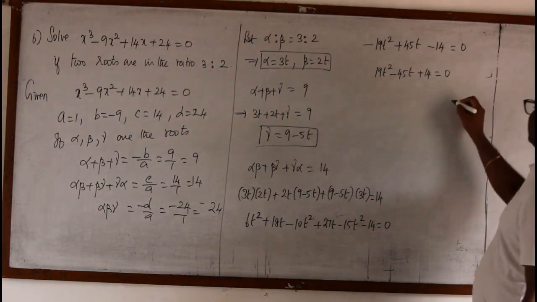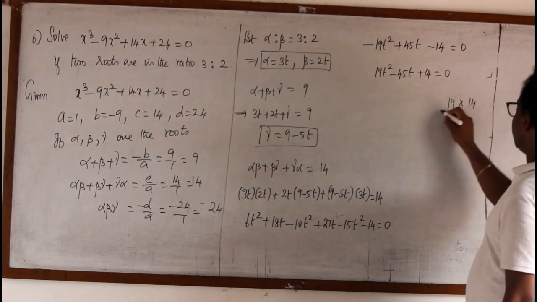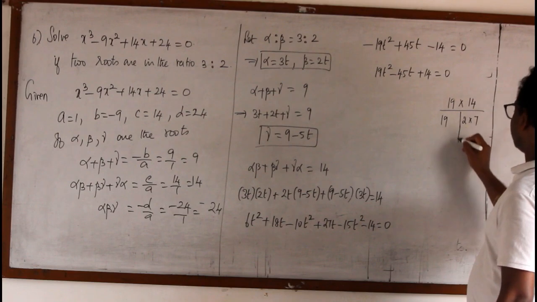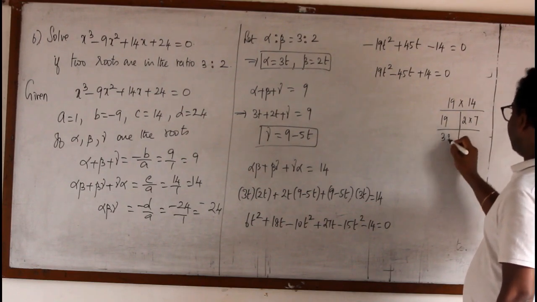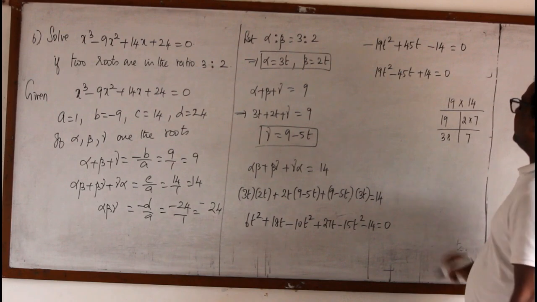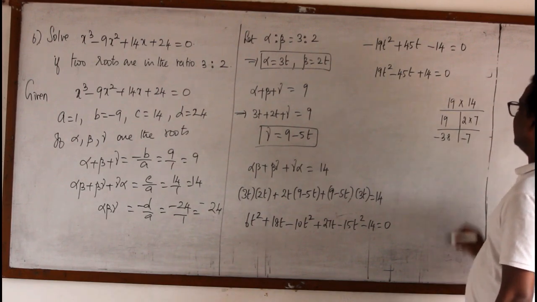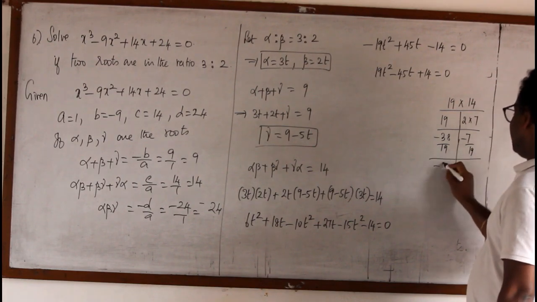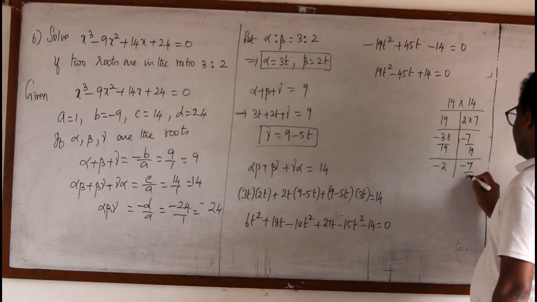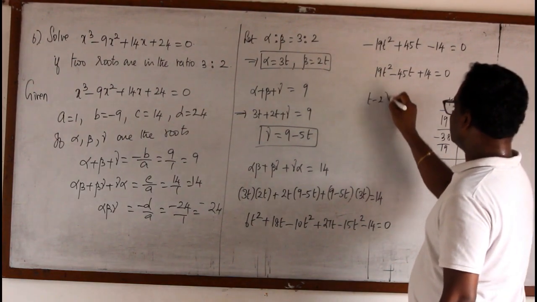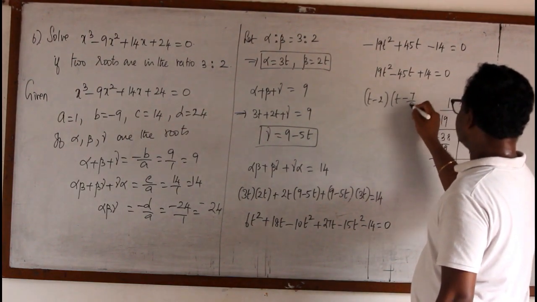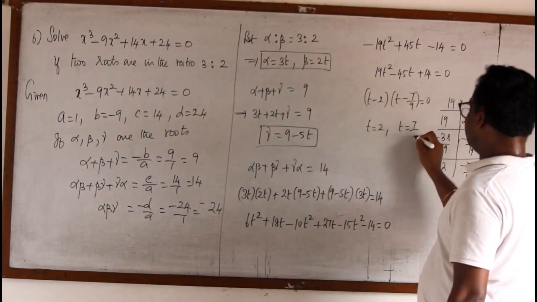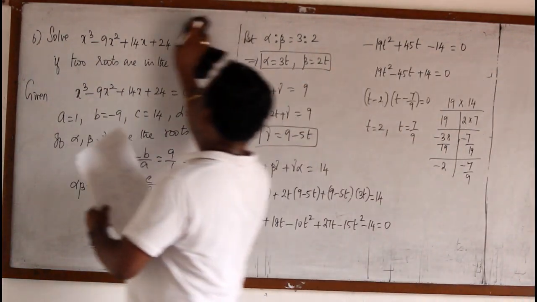So we shall factorize 19 into 14. 19 is already a prime number, and 14 is 2 into 7. So 19 2s are 38, and 7; we need minus 45, so minus 38 minus 7. Divided by 19 gives me minus 2 and minus 7 by 19. So t minus 2 into t minus 7 by 19 equal to 0, t equal to 2 or t equal to 7 by 19.